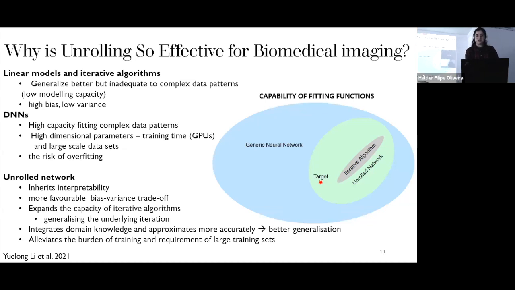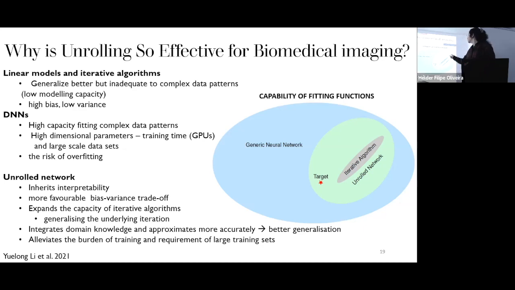And now we're going to discuss why this proposed technique is so effective in biomedical imaging. We have first the linear models and iterative algorithms. We know that they generalize better, but are inadequate at fitting functions when they are complex. And in this case, they have high bias and low variance.